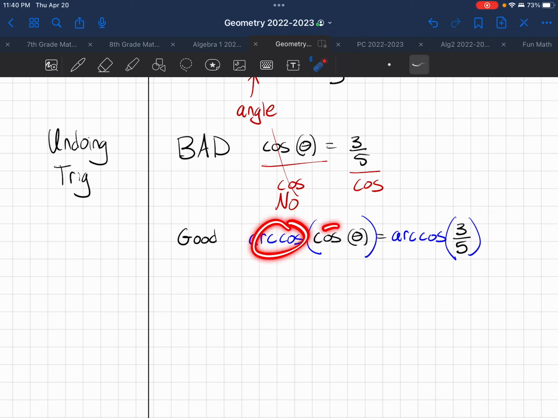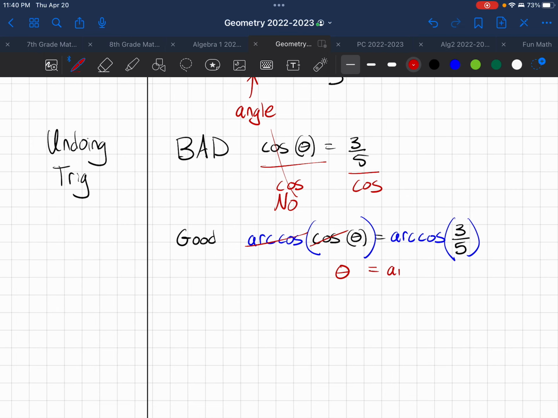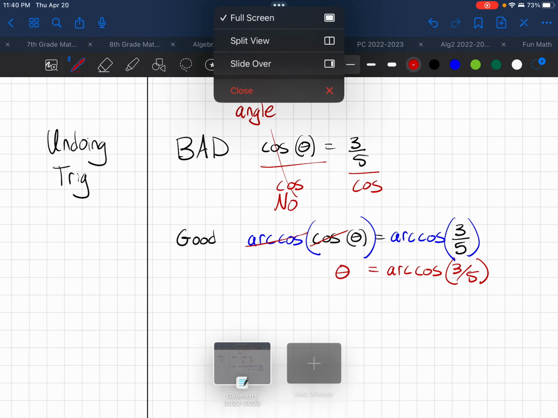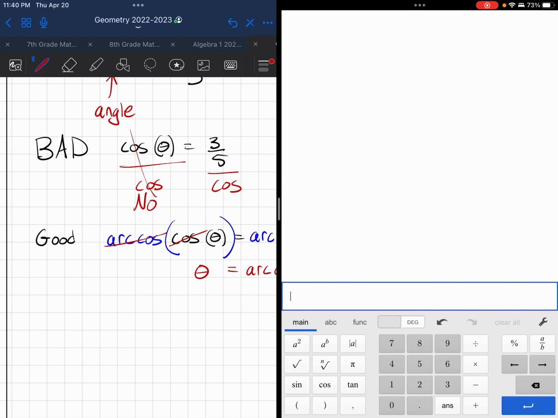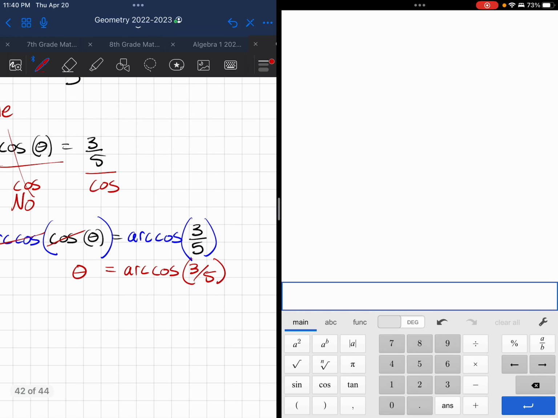Arc cosine and cosine are the only things that cancel each other out, and when you have them next to each other, you cross that one off, you cross that one off, and then you get theta by itself, which was the entire goal. How do you undo cosine? By taking arc cosine. So this is going to be equal to arc cosine of 3/5. And that is a number that can be seen in the calculator. Like if I come over here to my calculator, I can literally type in arc cosine of 3/5.